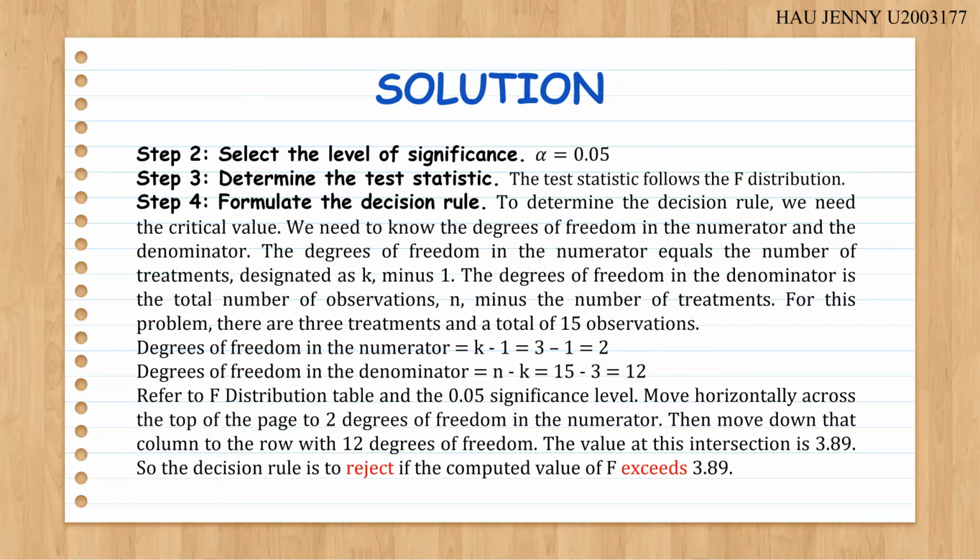How to refer to the table? Move horizontally across the top of the page to 2 degrees of freedom in the numerator. Then, move down that column to the row with 12 degrees of freedom. The value at this intersection is 3.89. So, the decision rule is to reject if the computed value of F exceeds 3.89. What is the critical value? F sub alpha, (k minus 1, n minus k) equals F sub 0.05, (2, 12), and 3.89 is our critical value.